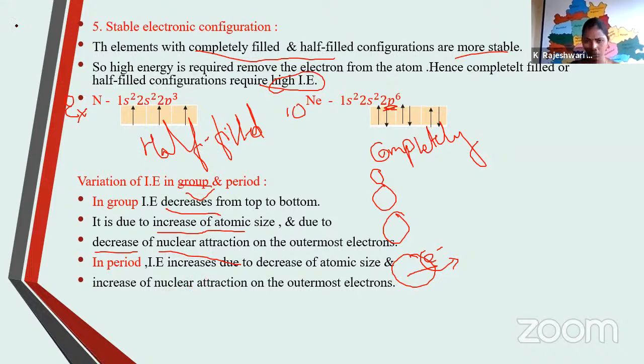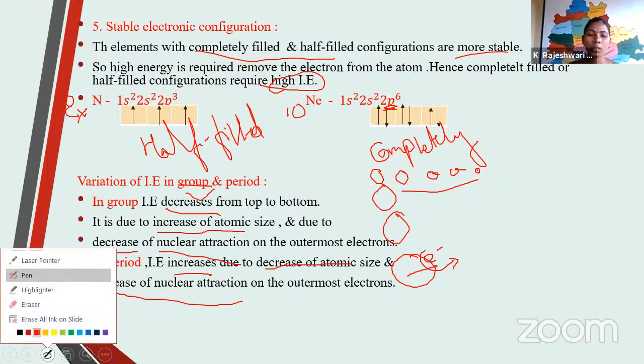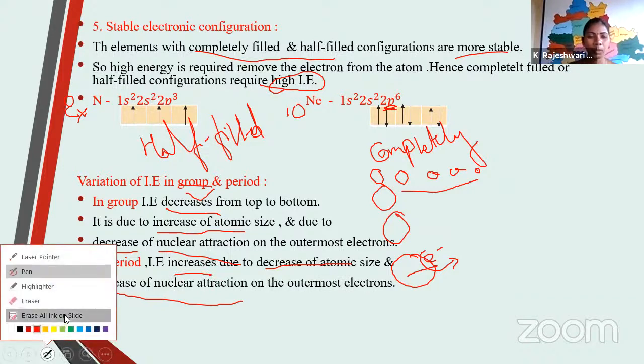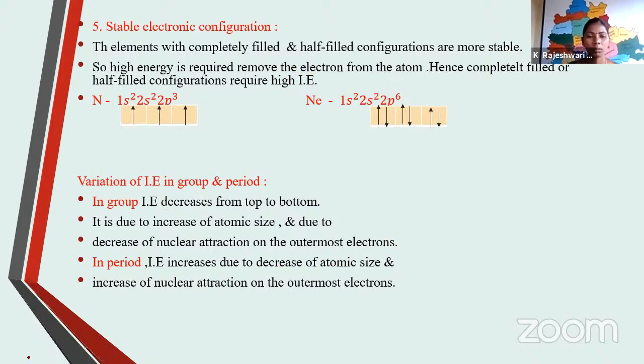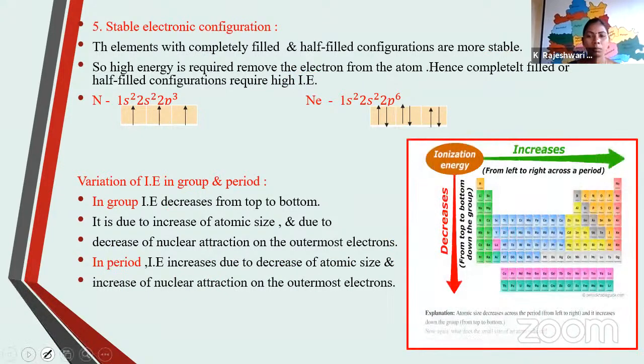Just oppositely. In a period, what is happening to the atomic size? It is decreasing. Slowly, it is decreasing. Because atomic size is decreasing, the nuclear attraction is increasing. Decrease of atomic size, the nuclear attraction increases. That's why ionization energy increases. Okay, ma. So that is the reason how ionization energy is varying in a period and group. Yes, here ionization energy is increasing in a period and decreases down the group.